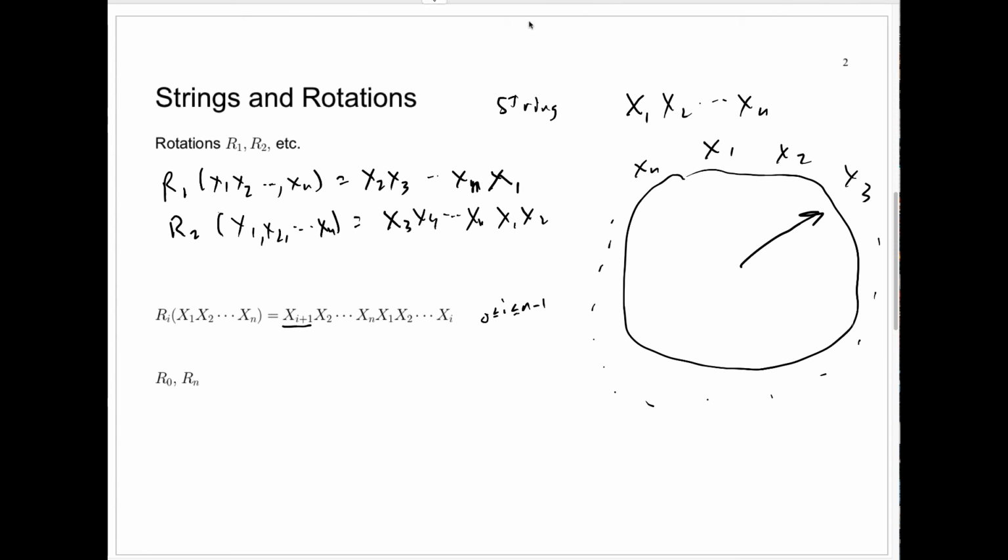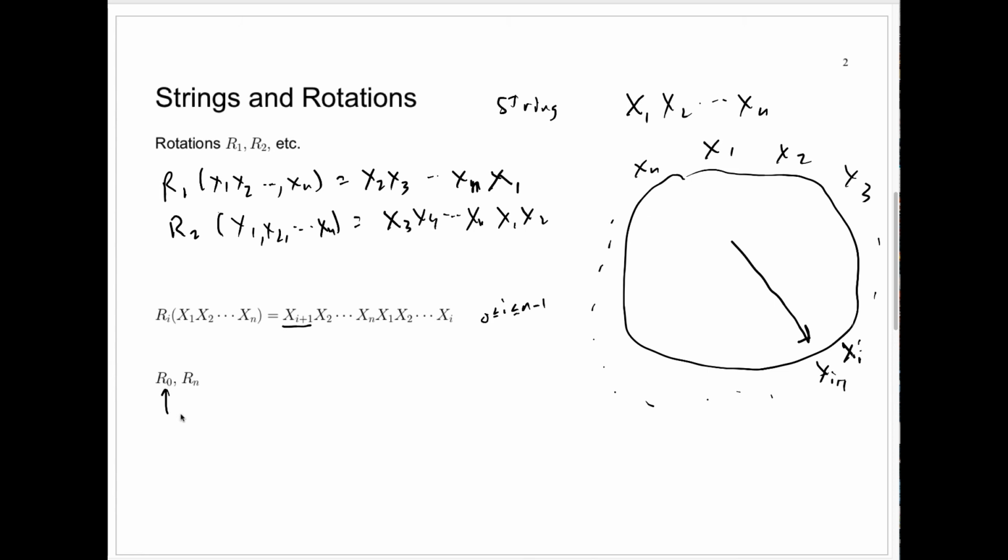So that would correspond to, if here's x sub i, and here's x sub i plus 1, a rotation by i units means we're now pointing towards x sub i plus 1. We're starting here and going up to x sub n, and then continuing with x1 through x sub i.